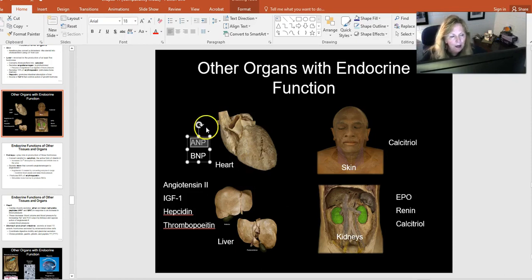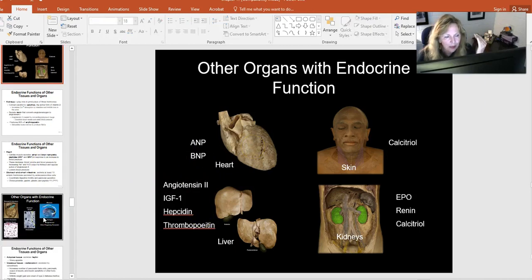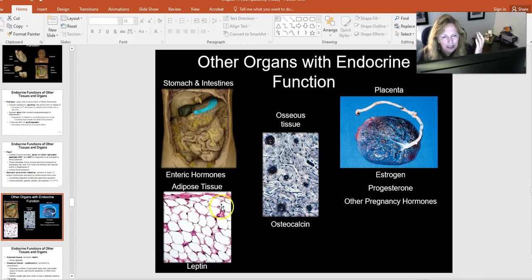Okay? All right. So from the kidneys, we knew about calcitriol, erythropoietin, and renin. From the liver, we just did two. We know it's a precursor to angiotensin along with renin, but we know what angiotensin does, and we also know about thrombopoietin. From the heart, we learned about ANF, atrial natriuretic factor. Let's see if there's any other ones.